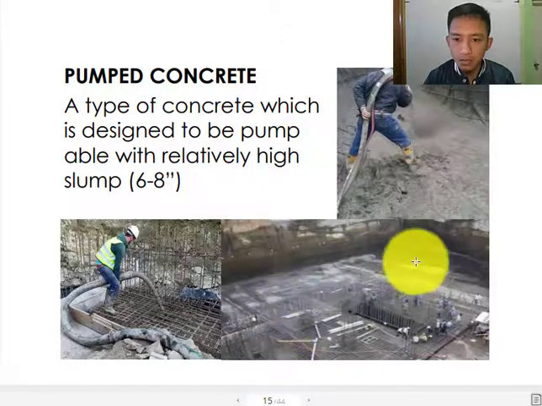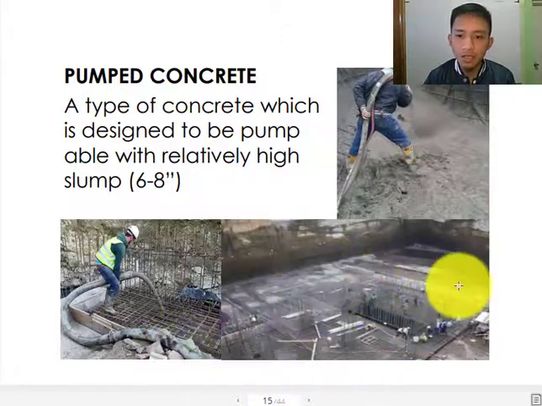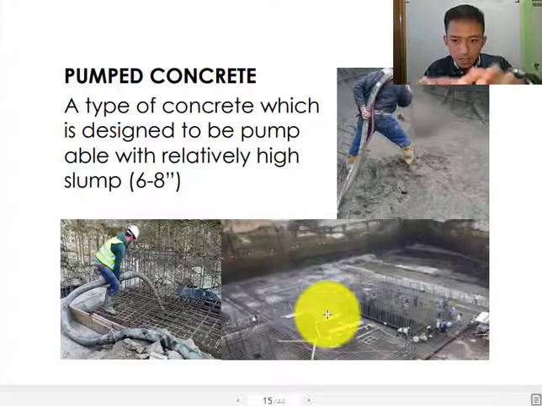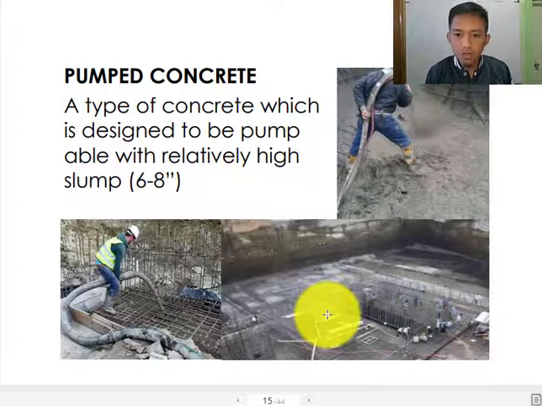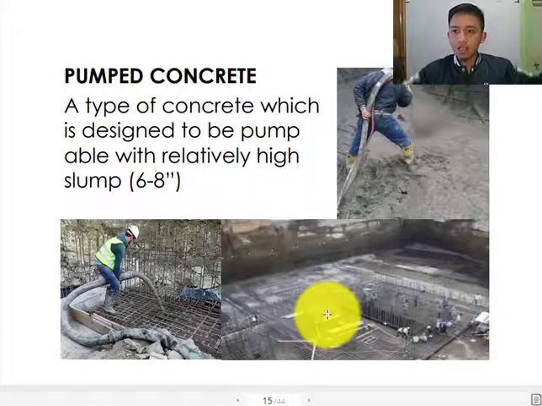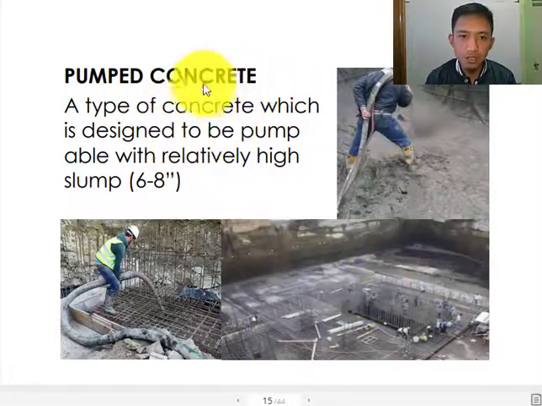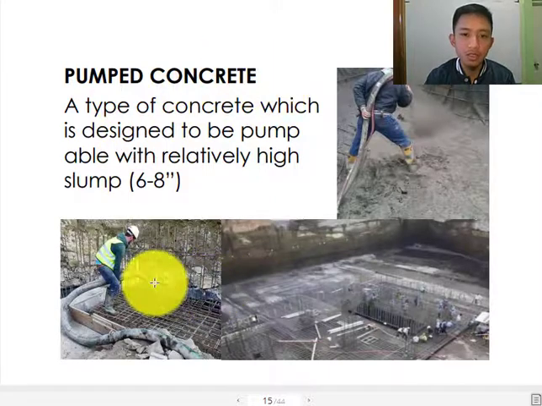So just look at this, very wide, very massive, just like this one. This is a mat foundation. A mat foundation is a total foundation. It is not separated. It is a very big total foundation on the base of the structure to be erected. So that is very massive. So you really need to make use of pump concrete.